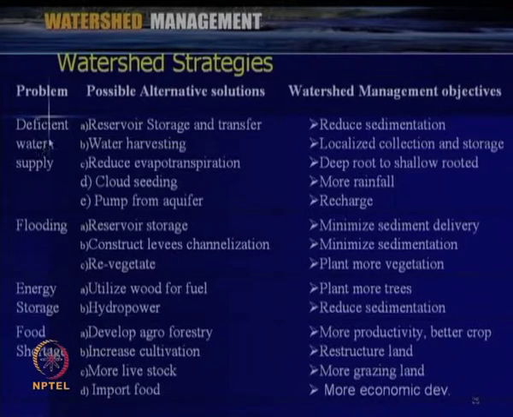Say for example, if deficient water supply is there in the watershed, then we can go for reservoir storage and transfer. So effectively we have to reduce the sedimentation. Then we can go for water harvesting, so this can improve localized collection and storage. Then we can reduce the evapotranspiration, that may lead us to go from deep rooted to shallow rooted plants. Then for example, in some regions we can go for cloud seeding, that may give more rainfall. And in some regions, depending upon the groundwater availability, we can pump from the aquifer. And then obviously, as far as watershed management is concerned, we have to go for recharge.